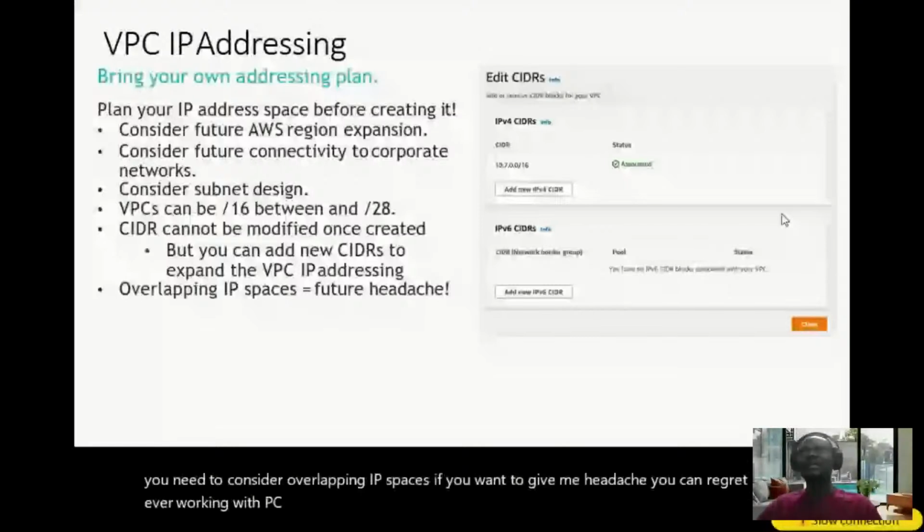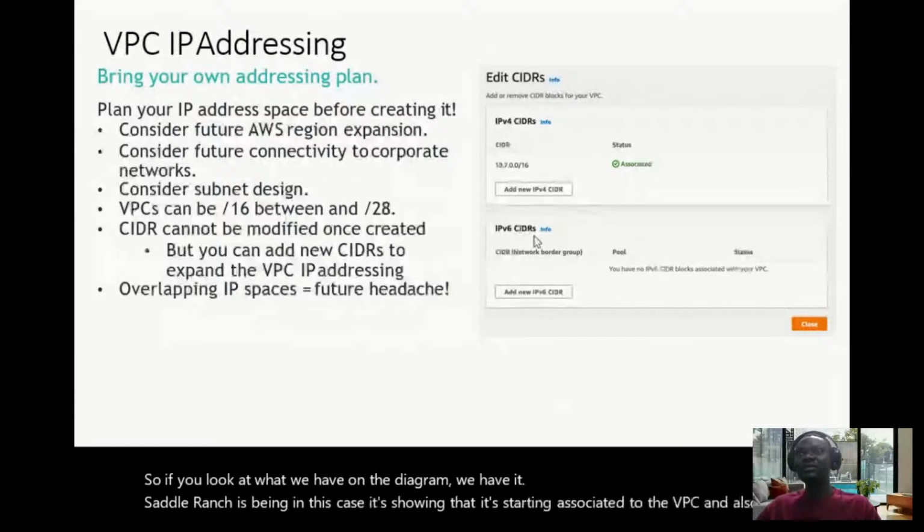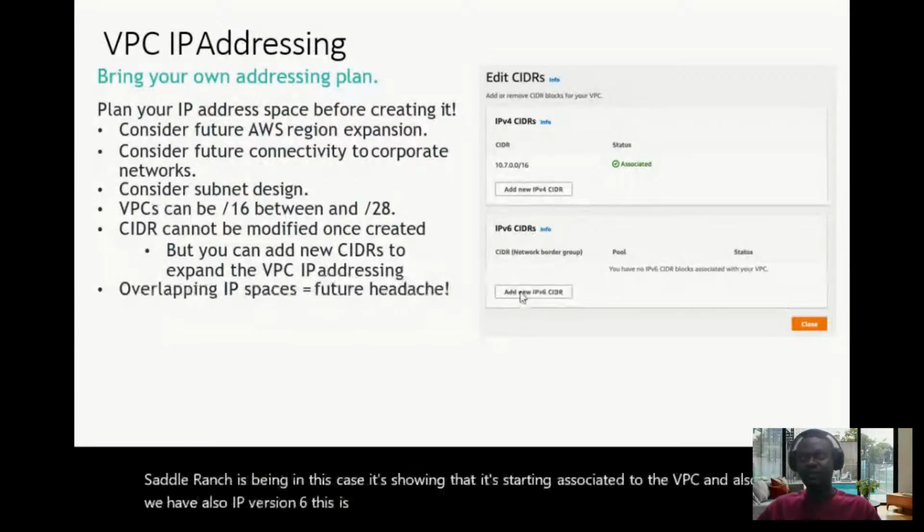So look at what we have on the diagram. We have the standard range, and in this case it's showing that it's associated to the VPC, and also we have IP version 6. This is optional depending on your workload. You can choose to set up IP version 6 or not, or leave it. So that's how it all boils down to what you want to do.